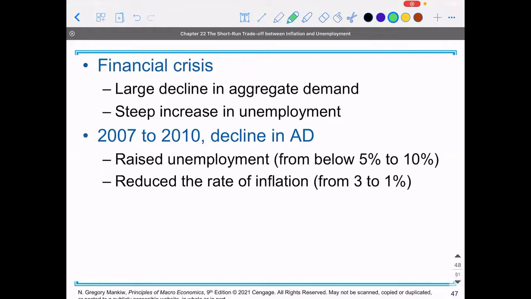And so, as a result, the unemployment rate went from its natural rate in 2005 to close to 10% by 2010. But even though the unemployment rate's going up, the inflation rate's going down, and it does fall further from 3% to 1%.